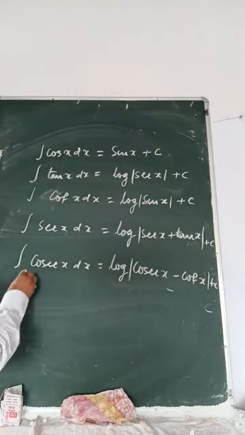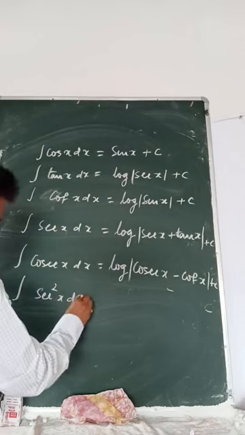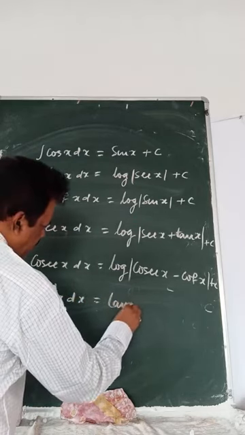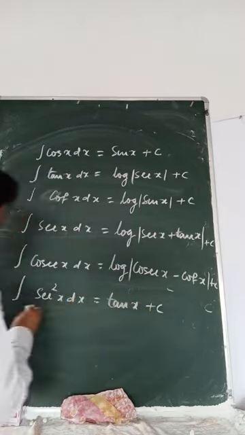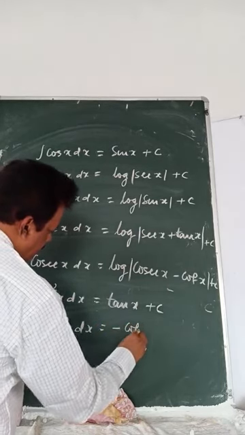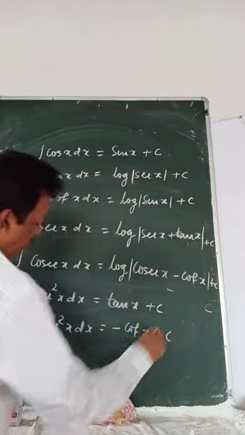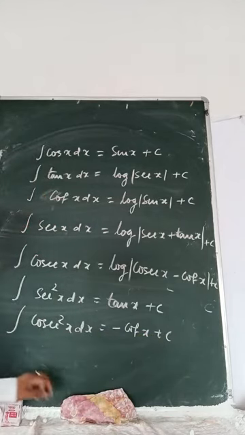Integration of sec square x is tan x plus c. Integration of cosec square x is minus cot x plus c, because the derivative of cot x is minus cosec square, so minus minus will be plus.